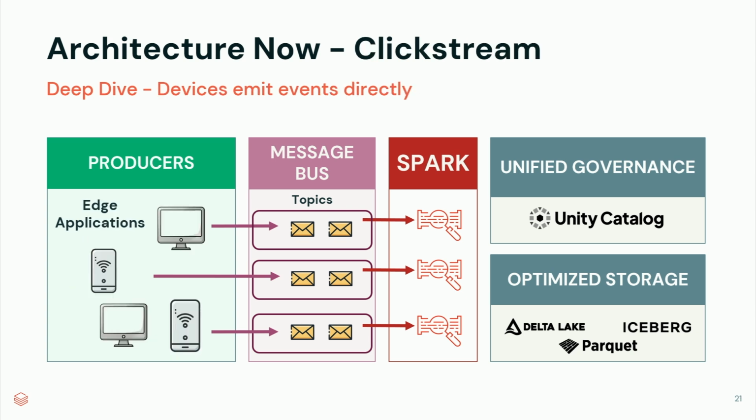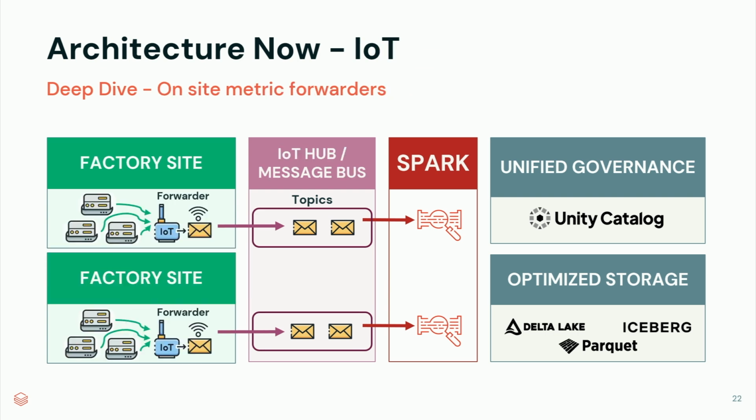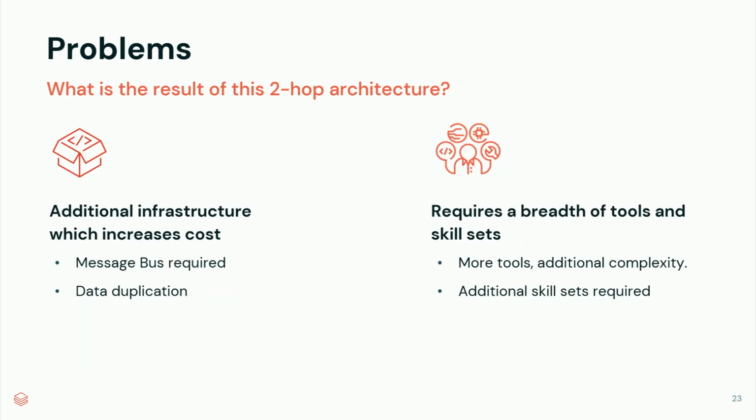A clickstream use case looks awfully similar. You have these different kinds of edge devices, again, pushing data to the message bus, making it durable. You're using Spark or some other ingestion tool to persist it in the data lake. And then finally, the IoT case that we went over with Joby. Now we have some sort of forwarder, again, pushing data to the message bus and then ingesting it. So we have this two-hop architecture across all of these different use cases.